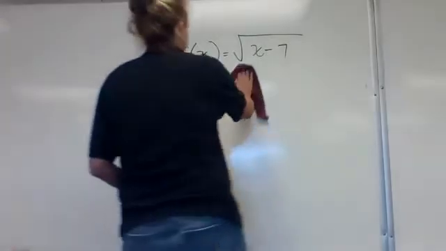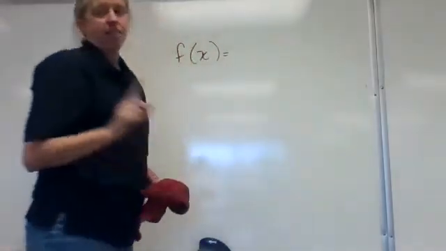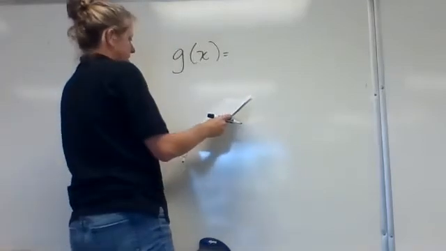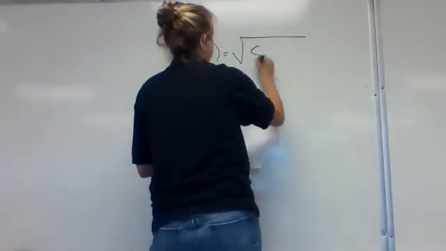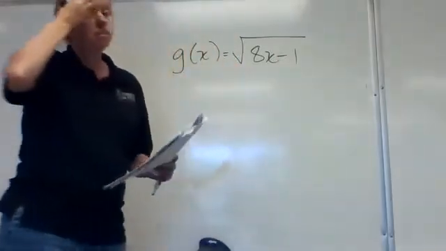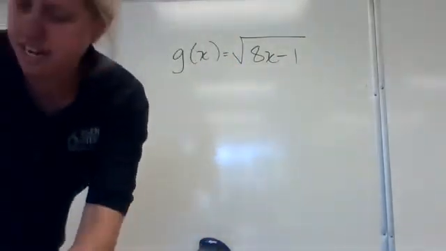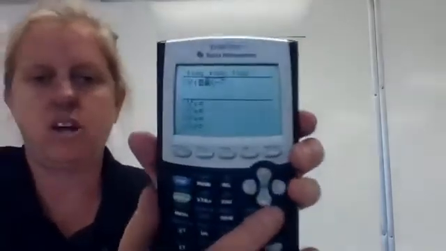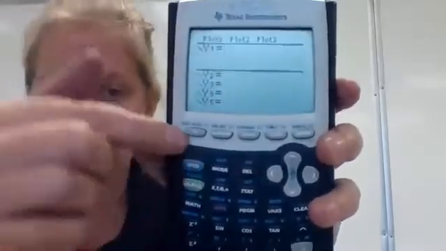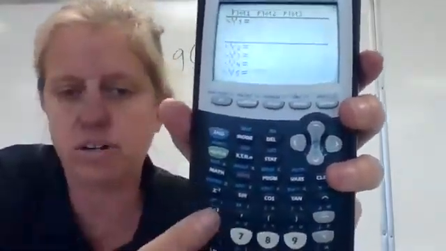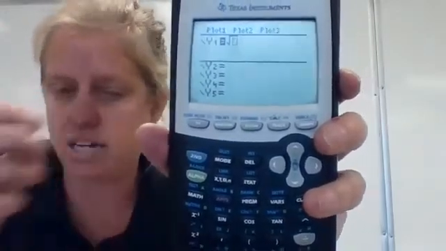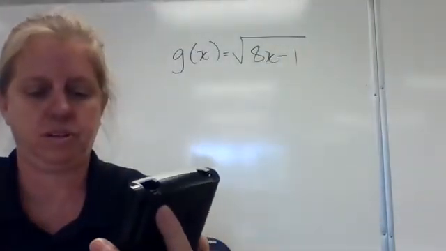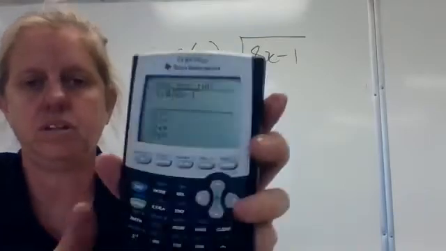All right, number 18 is another square root graph. This one's very difficult to pick out. G of x is the square root of 8x minus 1. When I go put this into my y equals, just clear out the old one, go back to square root, so second square root, 8x minus 1, and graph it.